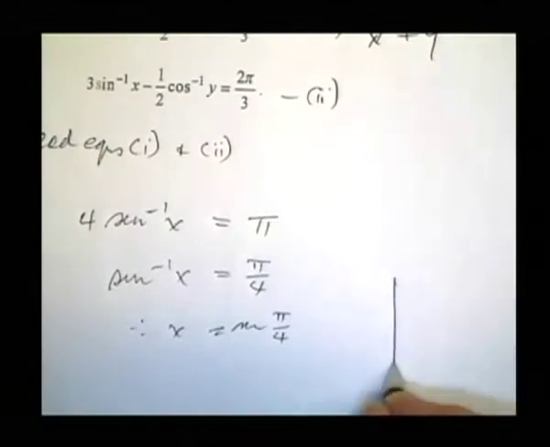And you've got a right angle triangle, or you're supposed to know that this is the answer for x in this relationship here. x clearly equals 1 over root 2. Now, that's the x value.